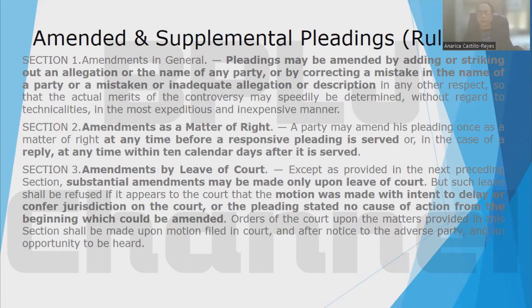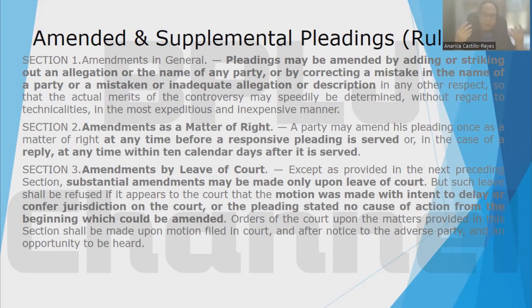Can pleadings be amended? Pleadings may be amended as a matter of right, or it may require prior leave of court. How do you amend pleadings? Pleadings may be amended by adding or striking out an allegation or the name of any party, or by correcting a mistake in the name of a party, or a mistaken or inadequate allegation or description, so that the actual merits of the controversy may speedily be determined without regard to technicalities in the most expeditious and inexpensive manner.